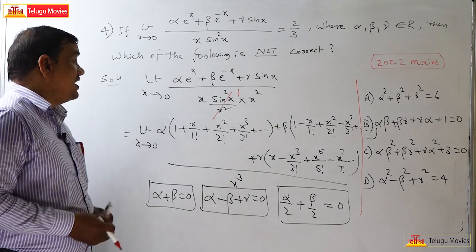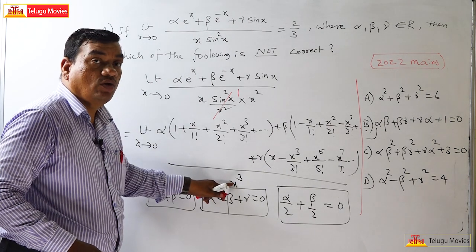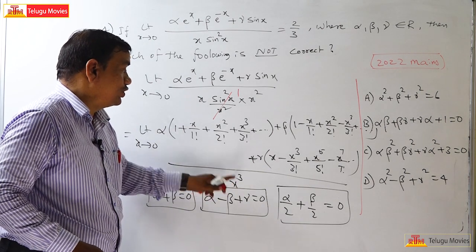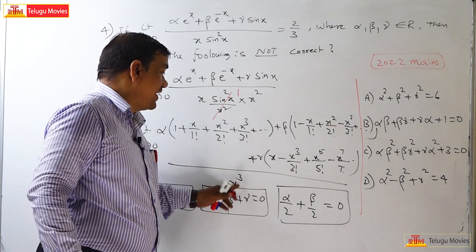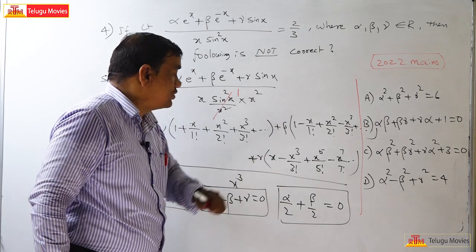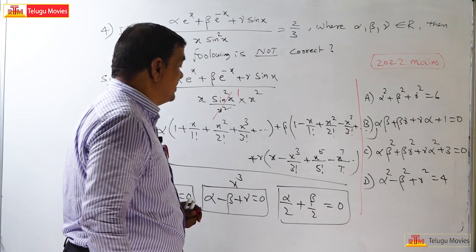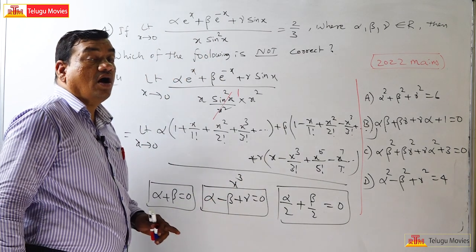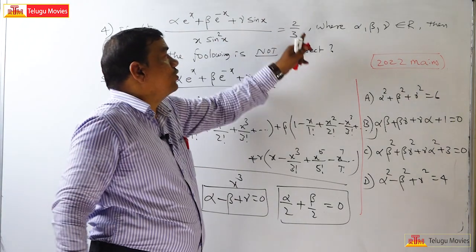Then what is the limit? Here the x cube term is there, so the lower terms will get cancelled. Here we will get alpha by 6, next beta by 6, and also gamma by 6. That should be a finite value, equal to 2 by 3.